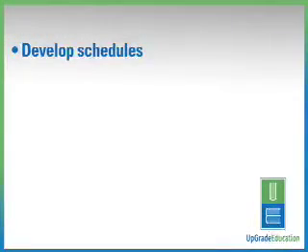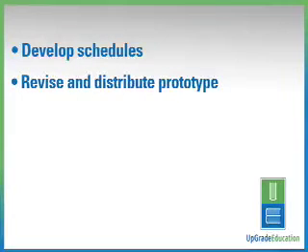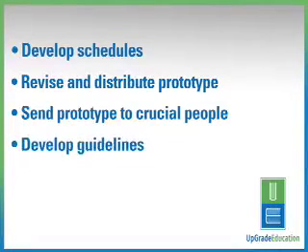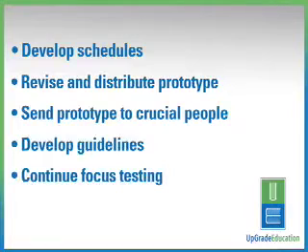Several other aspects are part of this phase. They include: the publisher develops initial production schedules, or when manuscript has to be ready to go to layout stages. The publisher revises and distributes the confidential prototype to developers. The publisher sends the prototype to advisors, authors, parent groups, sales managers, marketing managers, etc. These people will deliver crucial feedback that will affect the outcome of the product. The publisher develops guidelines for the writers. Focus testing continues to gather more feedback.